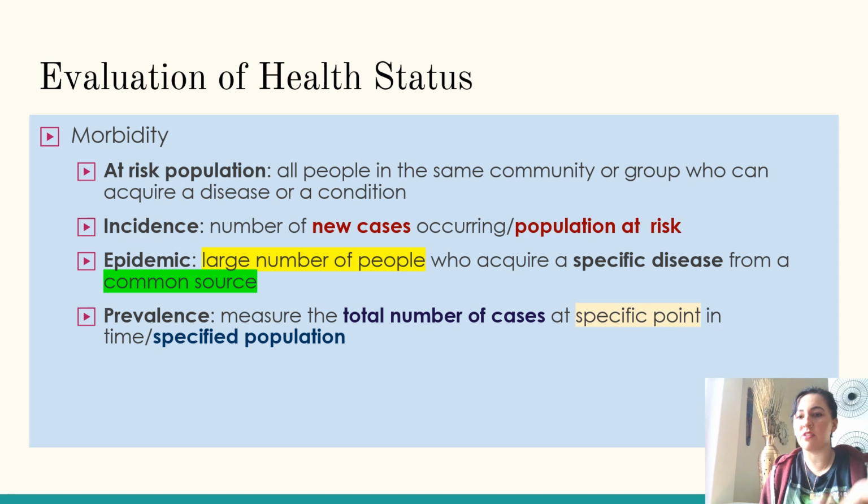You figure that out just by dividing the number of new cases by the number of people that are at risk in that community.